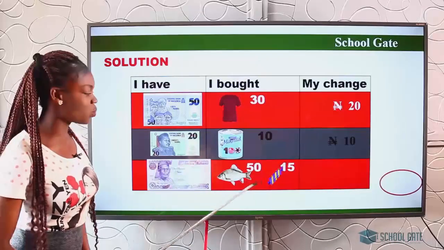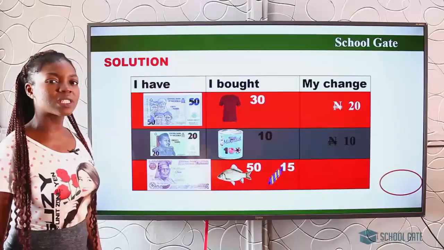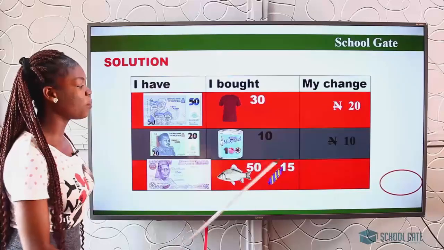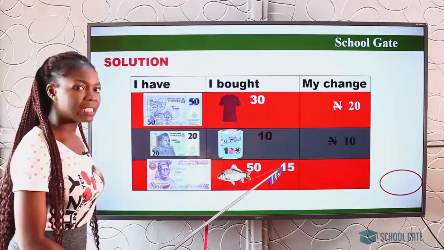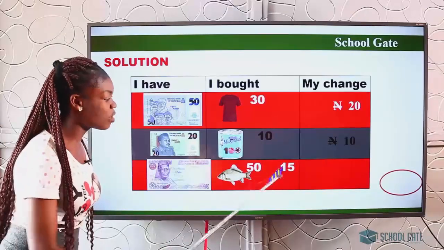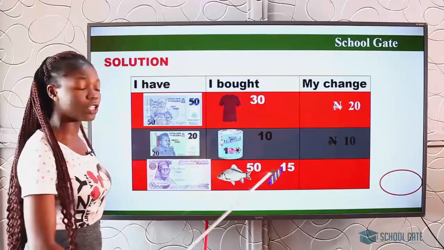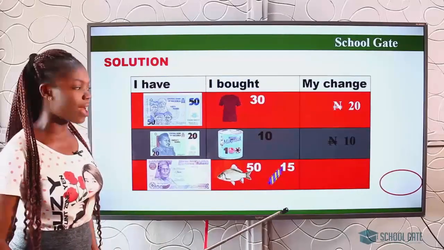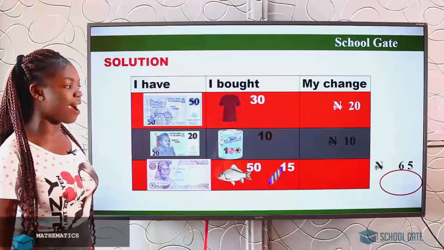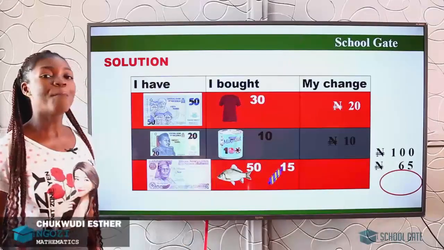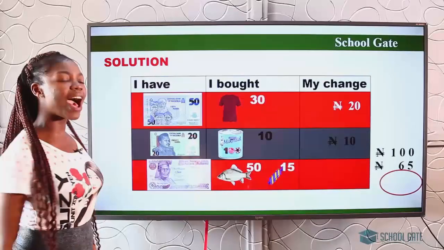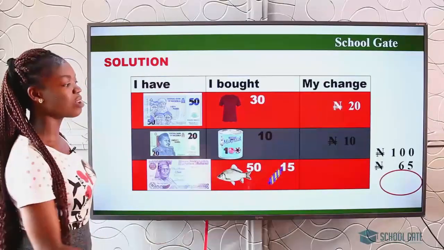What do we do first? We add these two together. 50 plus 15. 0 plus 5 is what? 5. 5 plus 1 is what? 6. So altogether, how much did you buy? 65 naira. So you say 100 naira, you bought something of 65 naira. So you say 100 naira minus 65 naira. Okay, so let us do a subtraction.